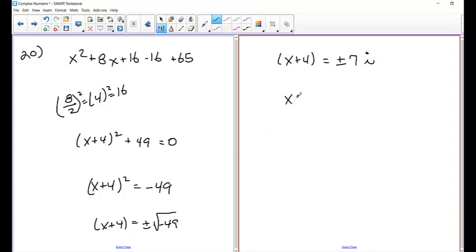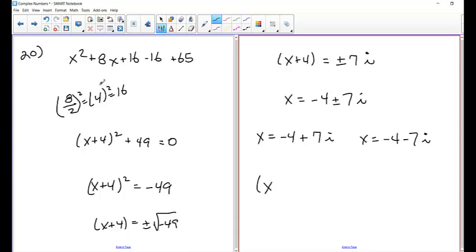We subtract 4 from both sides. And so we have 2 solutions. x is negative 4 plus 7i, and x is equal to negative 4 minus 7i. And if I plug those into my original equation, which was x squared plus 8x plus 65, I'll get 0, either one of those.